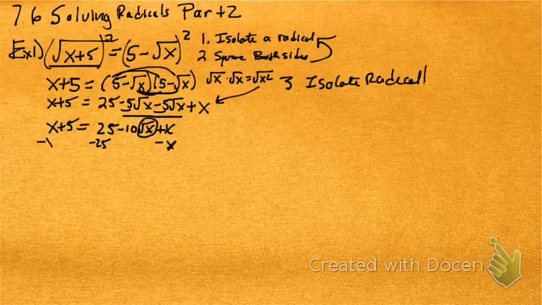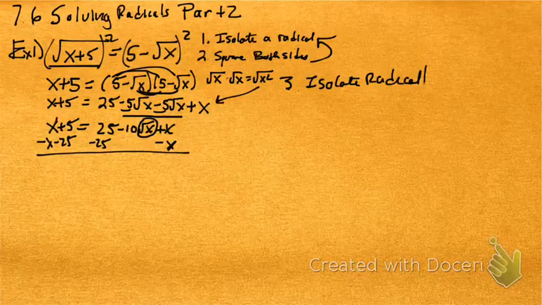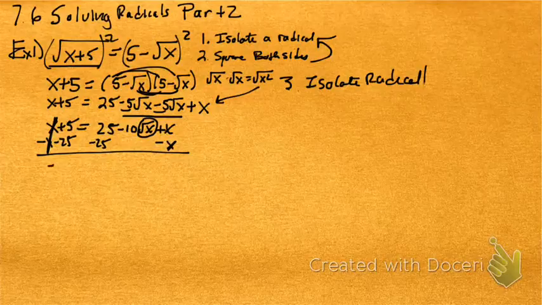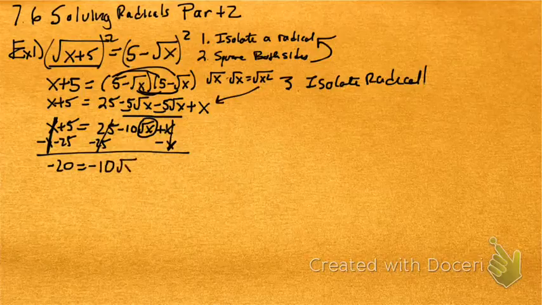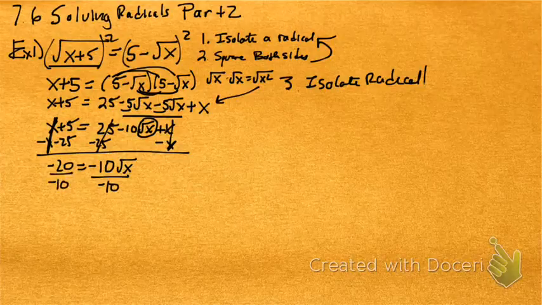I'm going to subtract the x and subtract 25. Doing that, the x minus x cancel, which is nice. And I get 5 minus 25, which is negative 20. Then these cancel and these cancel, and I have that equal to negative 10 times the square root of x. If we divide by negative 10, we'll have successfully isolated the radical. So I'll have 2 equals the square root of x.